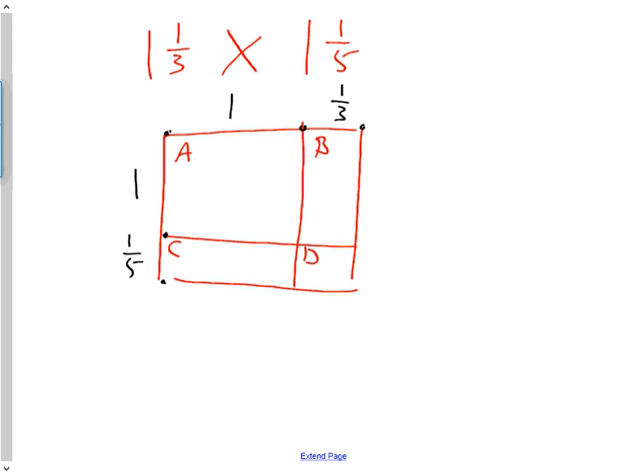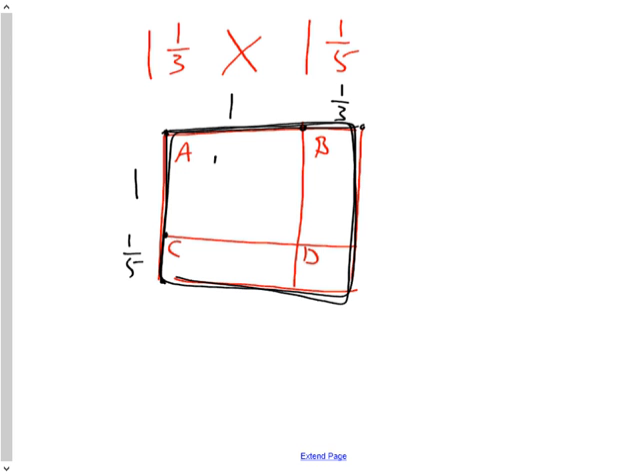Okay, that was good. So in YouTube land, that took no time, but in reality, we took about 6 minutes to do this. So we're going to go ahead and try and find the areas of all of them. Remember, 1 1/3 times 1 1/5 would be the entire area of this rectangle. But instead of finding the total area, we're finding the area of the 4 parts that make up that total area, A, B, C, and D.